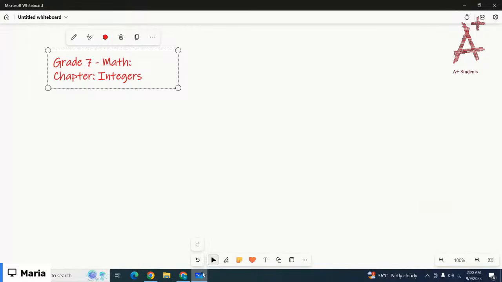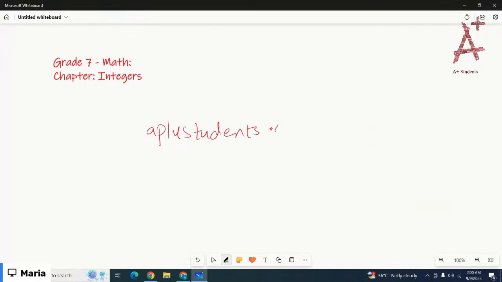We are here for grade 7 math. You can find all the lessons on aplusstudents.com. You have to log in there using your email address, and the password is provided by the administrator. Then select math from the subject tab, scroll down to grade 7, and click on view all lessons. There you can find a list of the chapters. We're going to start with the chapter integers.